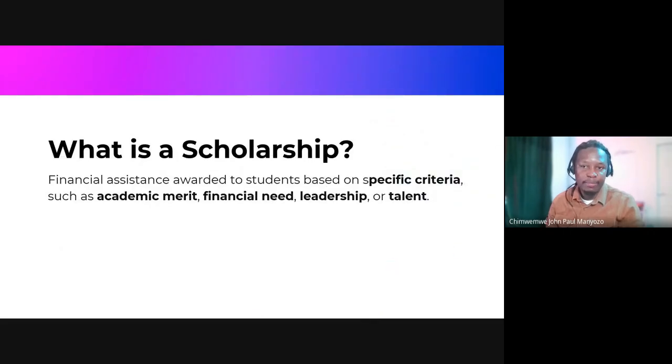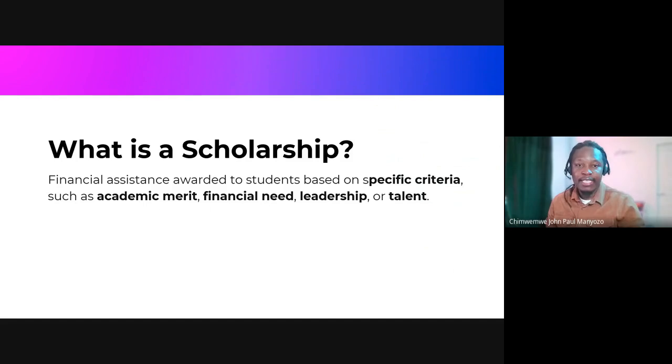What is a scholarship? So for you to understand a scholarship, you need to look at it as a financial assistance that is awarded to students based on a specific criteria. So it's not just open, it is an assistance that is given to students mostly, or potential students, meeting a particular criteria. And these are some of the things that are going to be part of that criteria.